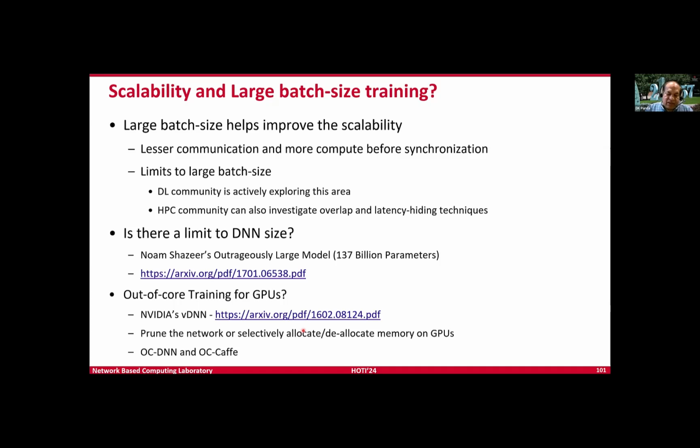So then we had some discussion. There were also some questions. People are playing with large batch sizes. It helps to improve the scalability, because there is less communication and more compute before synchronization. But there is always a limit to the large batch size, and the community is exploring a lot of better solutions.